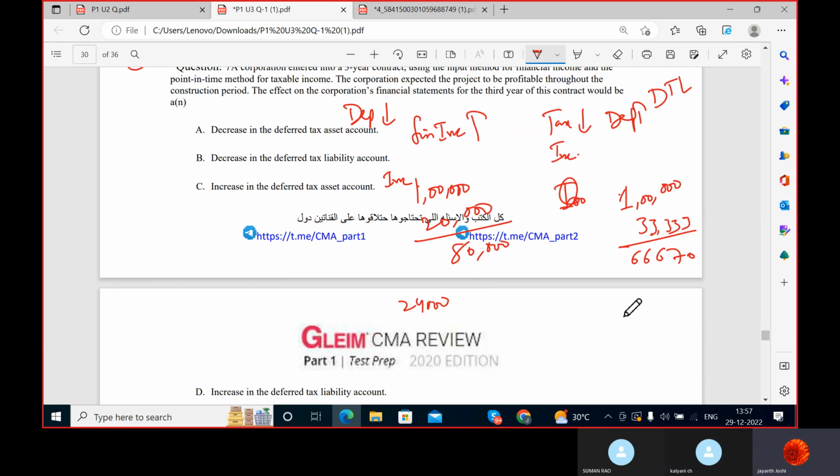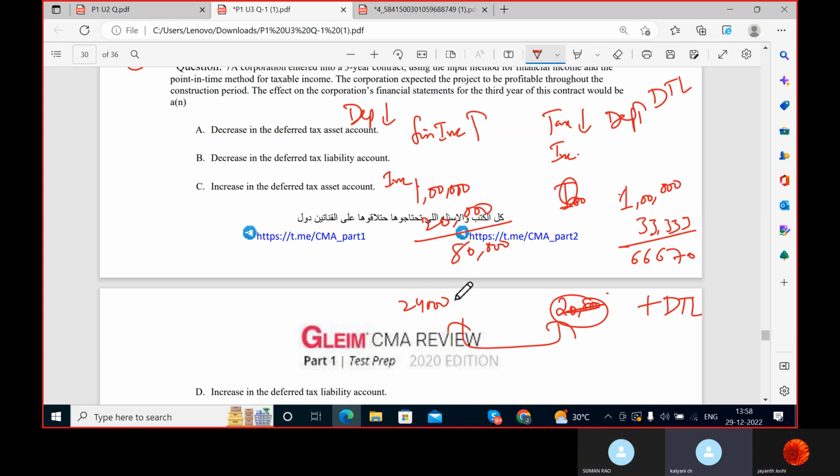and you are paying how much? 30%. 20,000 only, sir. 20,000. Tell me exactly how much. 20,000. So that difference, what you are paying here less, is nothing but DTL, na? Did you understand, Suman and Kalyani? Yes, sir. Understood.